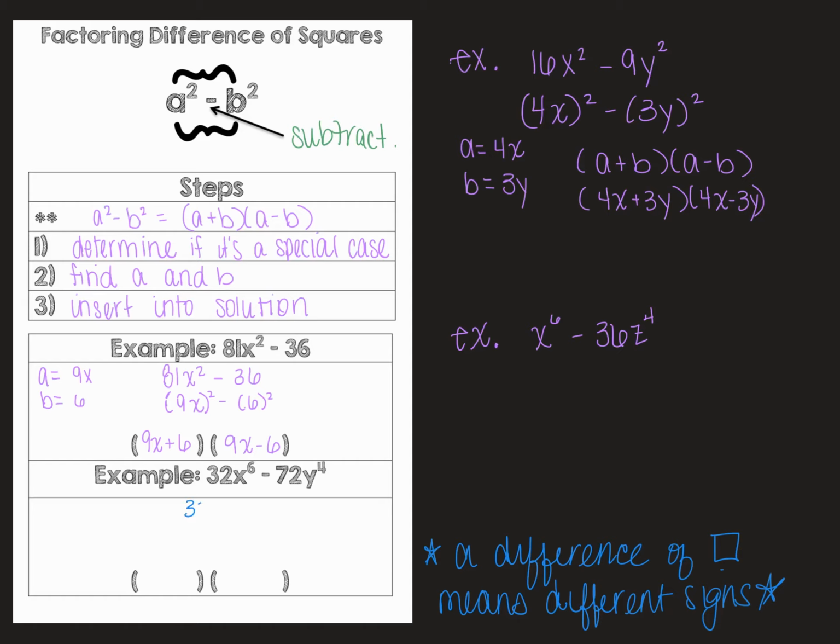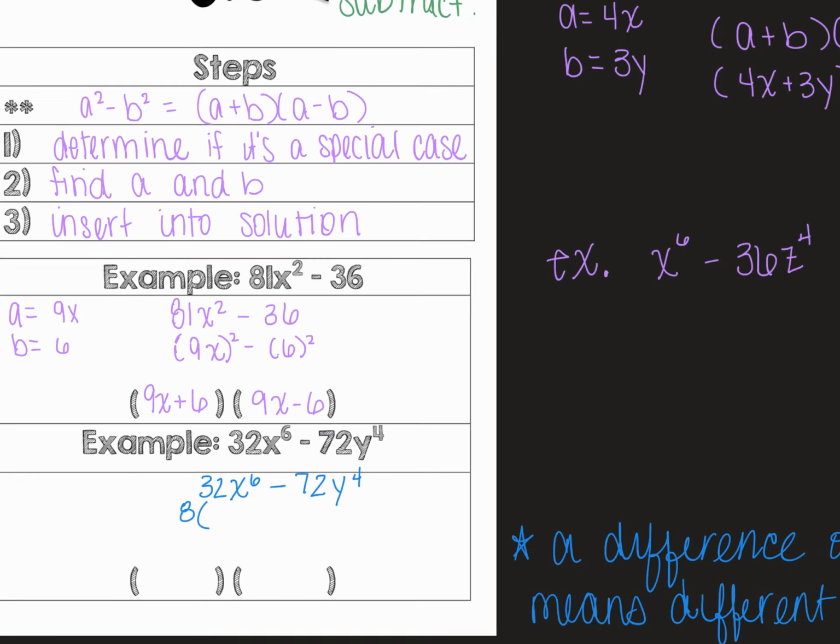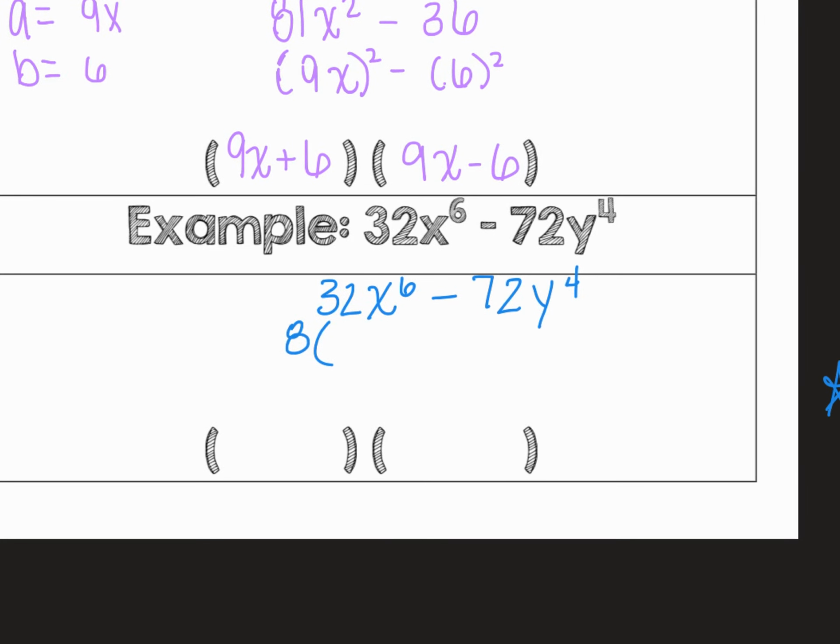So when I'm looking at this, I can see that I can take an 8 out of both of these terms. So I can bring an 8 to the front, and when I do that, let me zoom in, this is kind of tiny. When I do that, I'm left with a 4x to the 6th, and 8 goes into 72 9 times, 9y to the 4th. Because I already brought that 8 to the front, I'm going to bring it to the front of my solution. It needs to be a part of it.